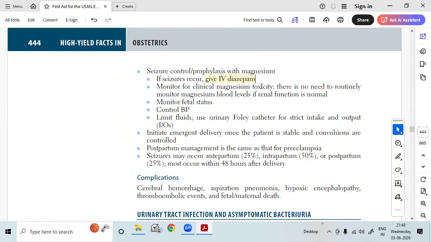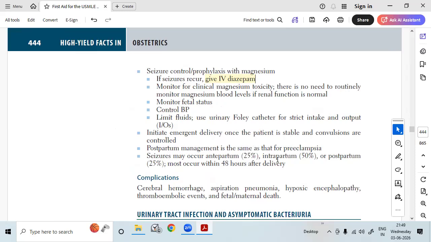Monitor for clinical magnesium toxicity. There is no need to routinely monitor magnesium level if renal function is normal. Monitor the fetal status, control the blood pressure, limit fluids, and use a urinary Foley catheter for strict intake and output. Initiate emergent delivery once the patient is stable and convulsions are controlled. Postpartum management is the same as that for preeclampsia.